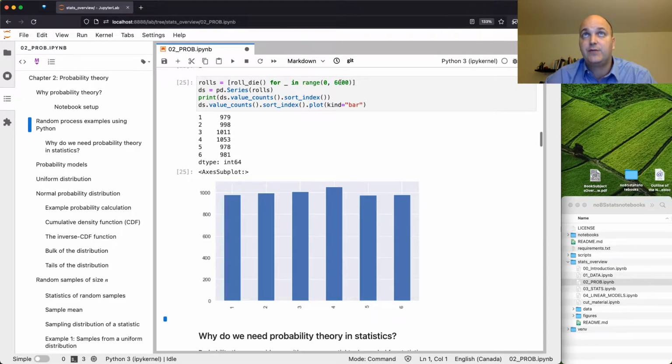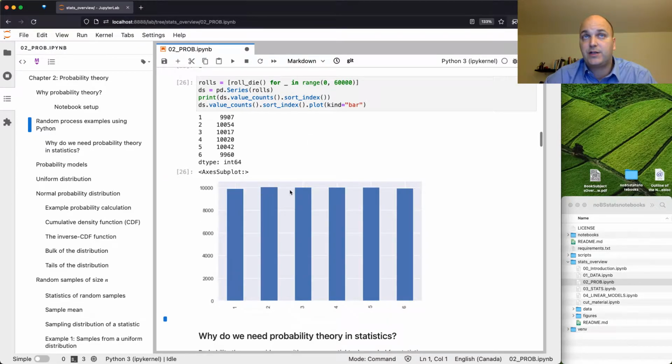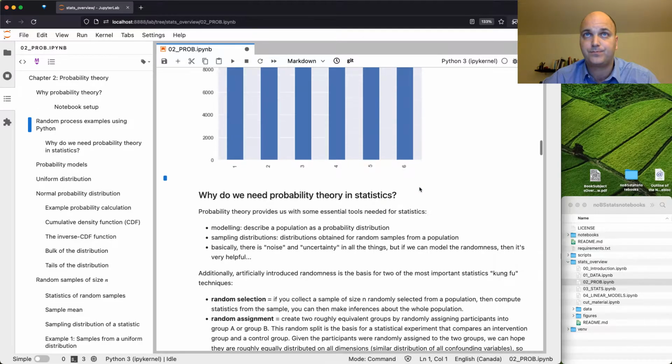This one, if we go to 60,000, it's pretty close to 10,000 each. So a little bit of foreshadowing: when you take larger and larger samples, the probabilities get more and more uniform, close to their expectations. So that's a very powerful idea. In random processes, even if you can't predict individual outcomes, the long-term averages you can predict. Okay.